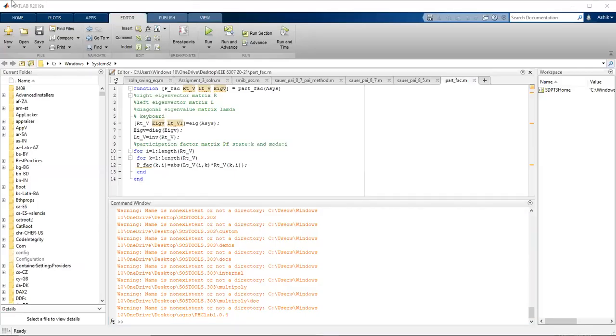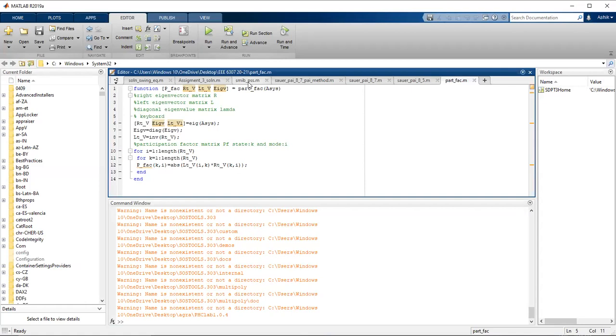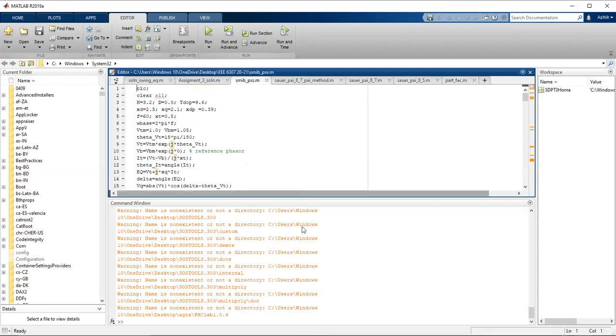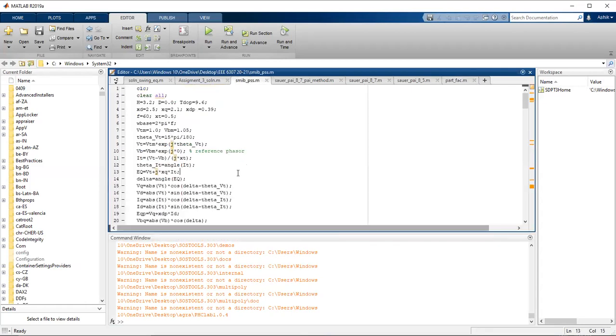So now we have the MATLAB environment opened in front of us. So let's go to the design process for the PSS. Is the MATLAB window visible?